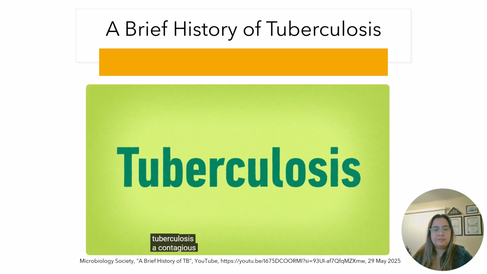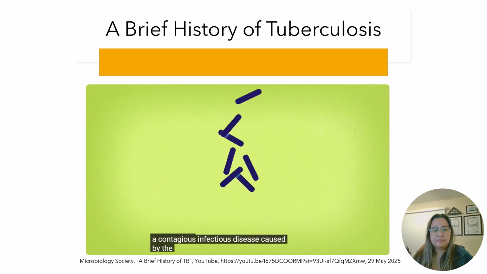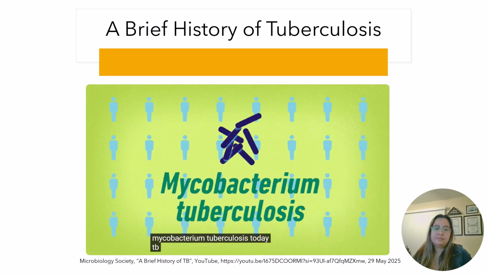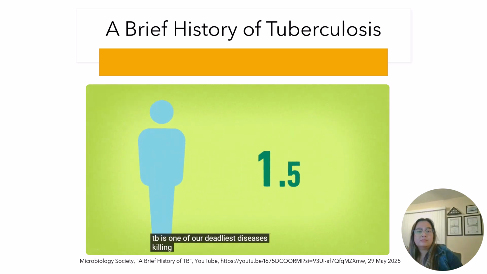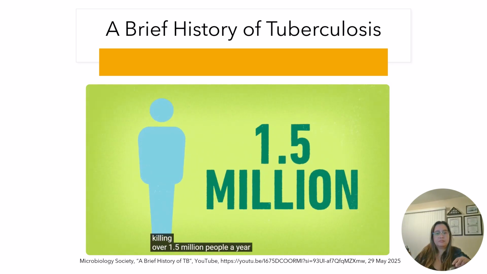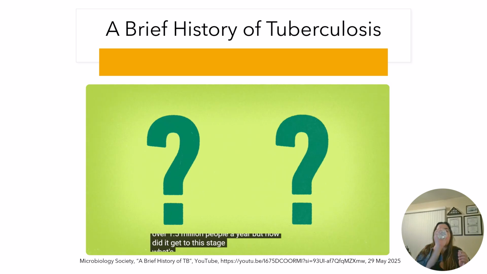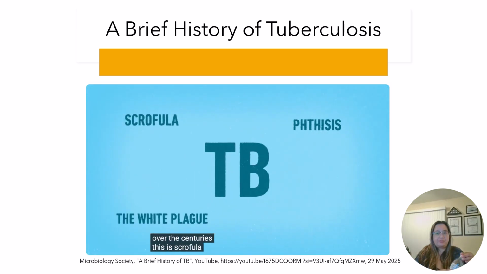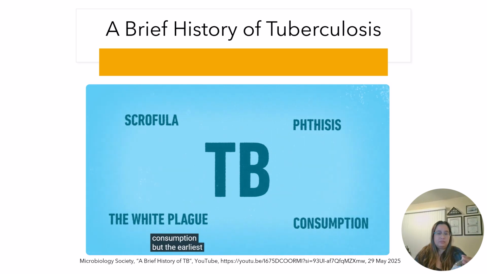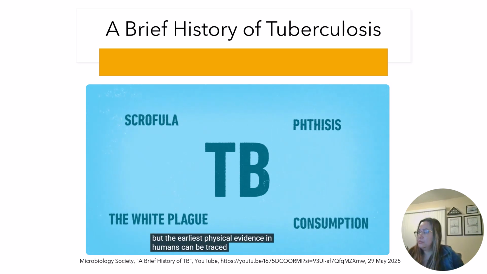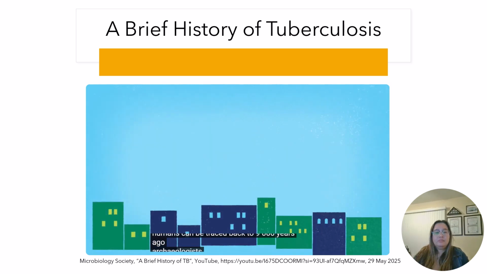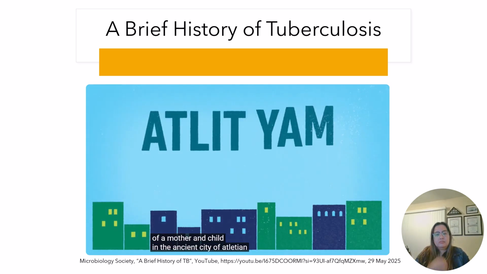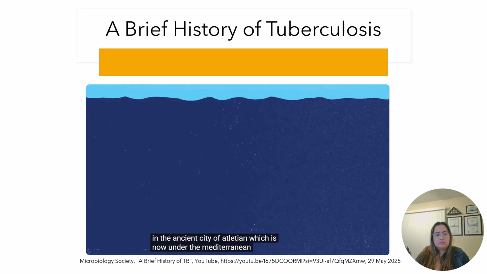Tuberculosis, a contagious infectious disease caused by the bacterium Mycobacterium tuberculosis. Today, TB is one of our deadliest diseases, killing over 1.5 million people a year. But how did it get to this stage? What's its history? TB has had many names over the centuries. This is scrofula, the White Plague, consumption, but the earliest physical evidence in humans can be traced back to 9,000 years ago. Archaeologists found TB in the remains of a mother and child in the ancient city of Atlit Yam, which is now under the Mediterranean Sea.